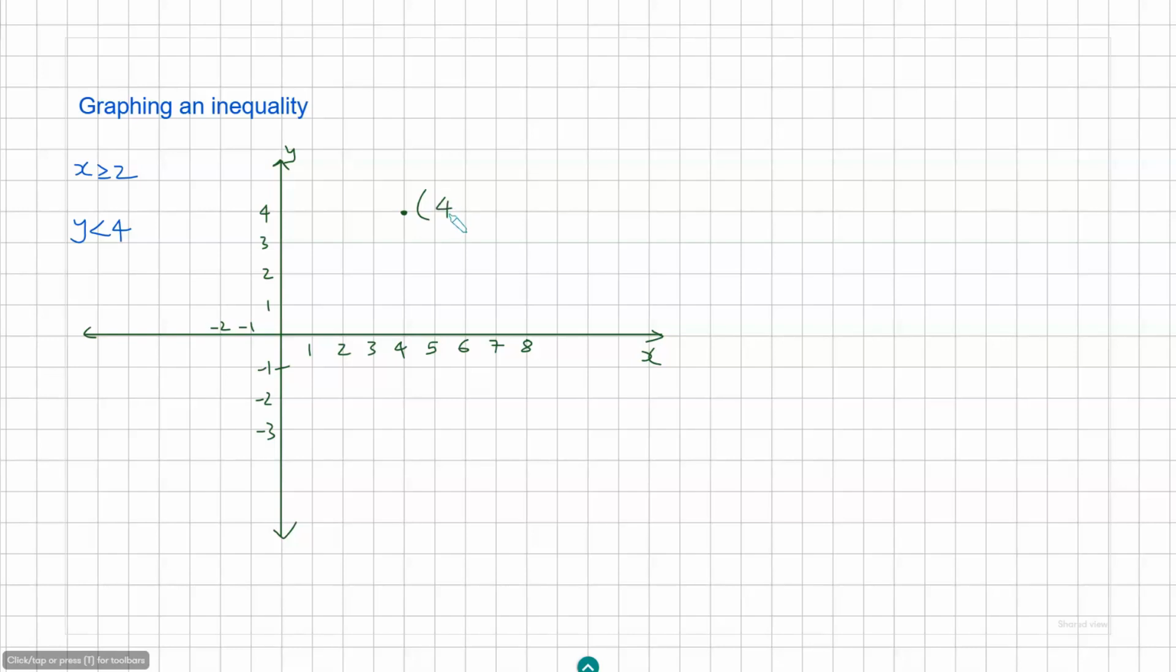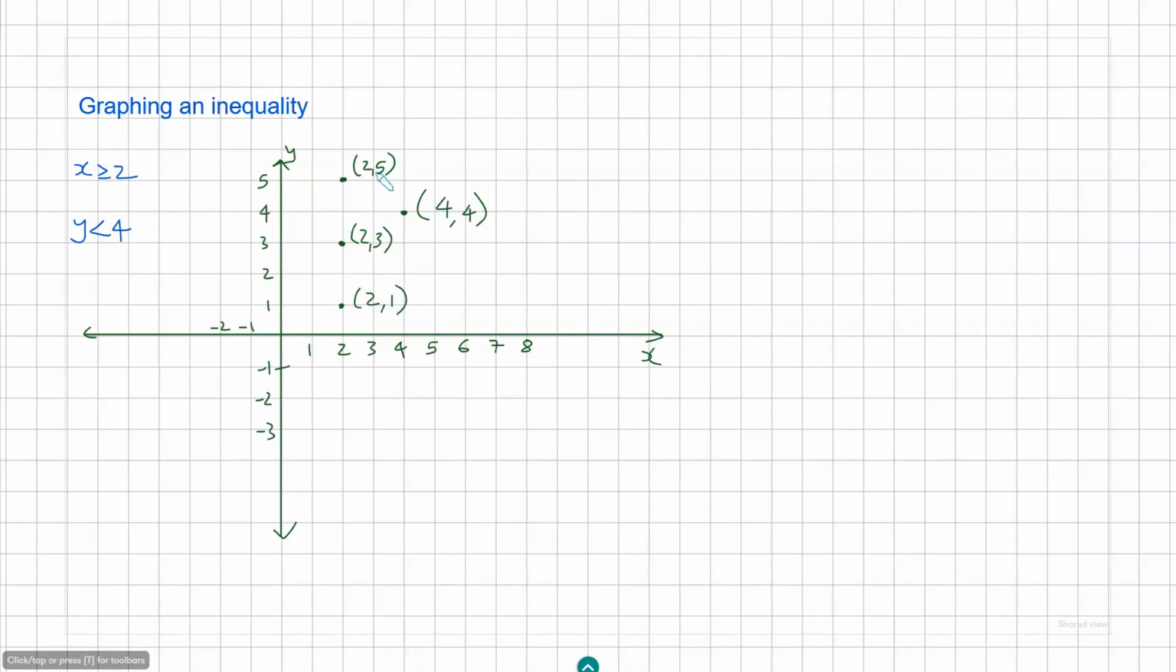4, 4. Okay. How about this one? 2, 5. How about this one? 2, 3. How about this one? 2, 1.